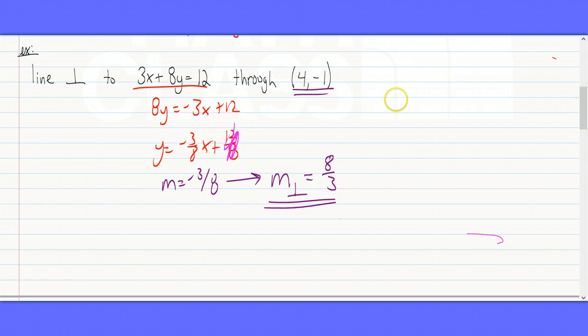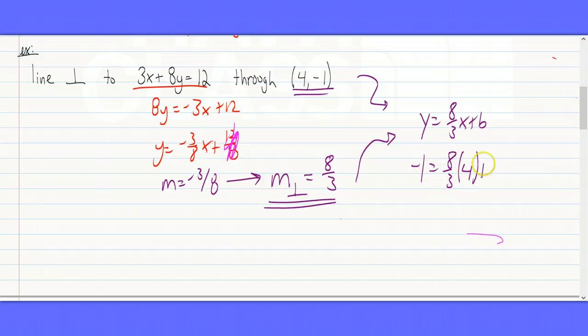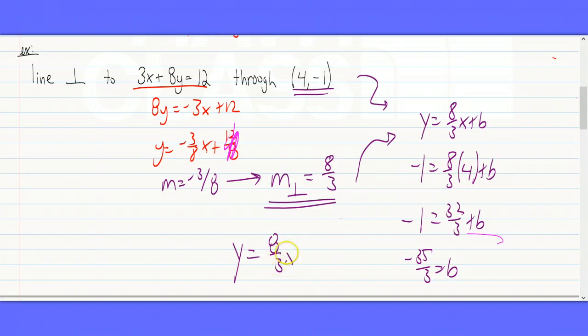And just so you can see how the other equation is used, let's go ahead and do this one in slope-intercept form. y equals 8/3 x plus b. We'll plug negative 1 in for y. We'll plug 4 in for x. So negative 1 equals 32 over 3 plus b. Subtract 32/3 from both sides, and we get negative 35 over 3 equals b. So then the equation of the line is y equals 8/3 x minus 35 over 3.